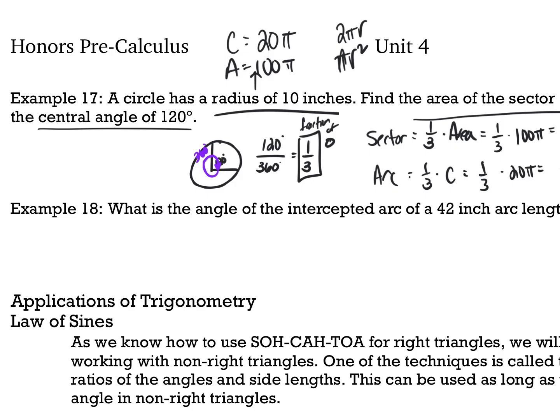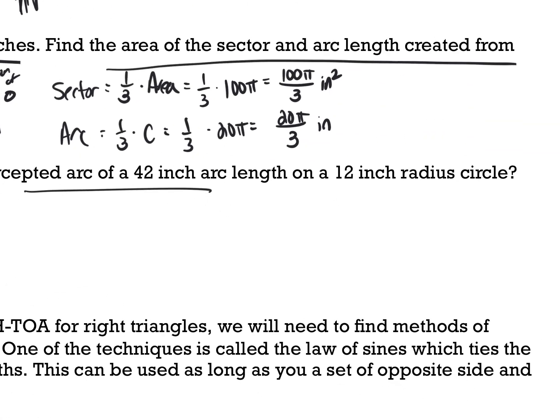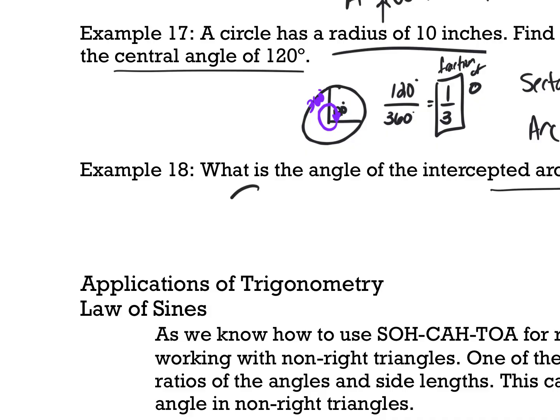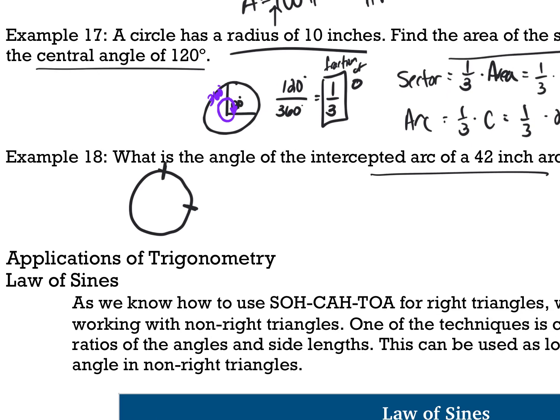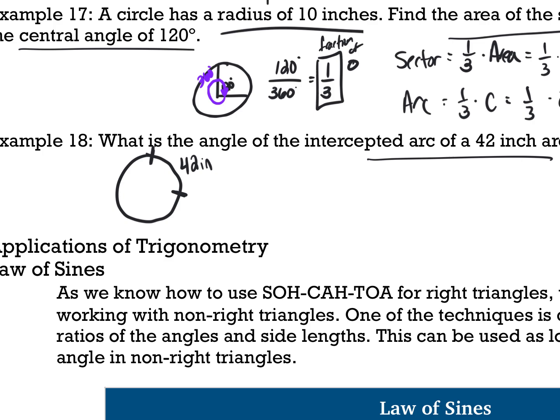Now, in this question, what is the angle of the intercepted arc of 42-inch arc length on a 12-inch radius circle? So again, let's try to draw the diagram here. So I've got a circle. The length of the arc was 42 inches. And the radius of this circle was 12. And we want to find the middle angle. So our formula for arc is arc equals the angle over 360 times the circumference of the circle, which is 2 pi r.